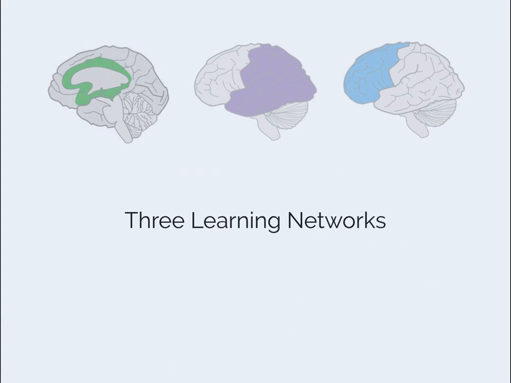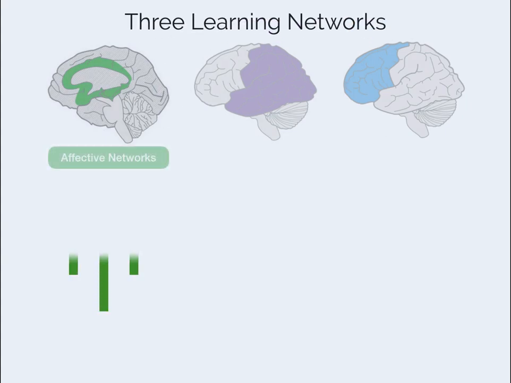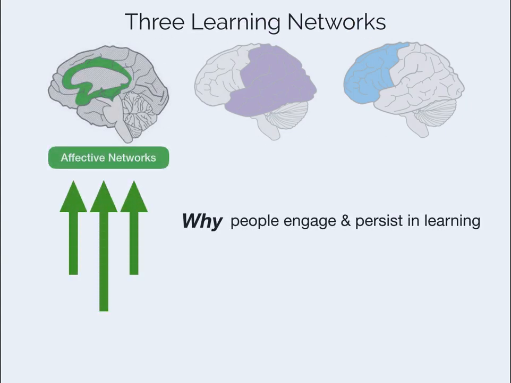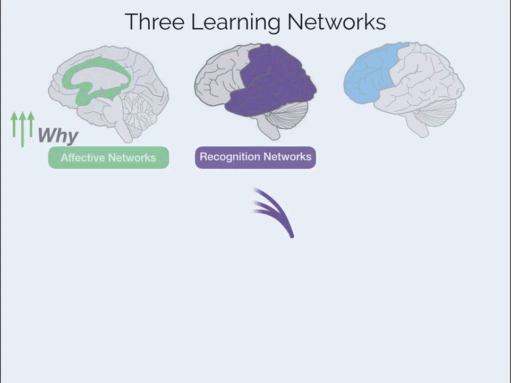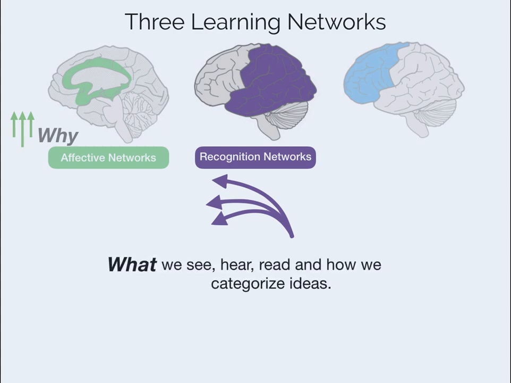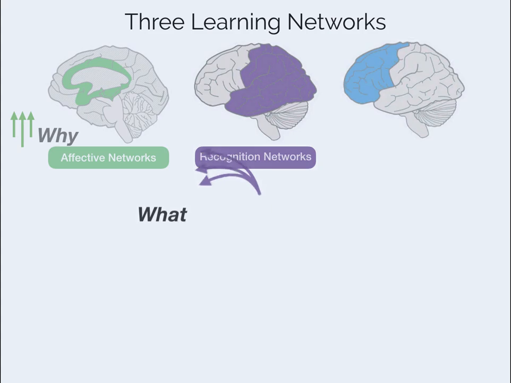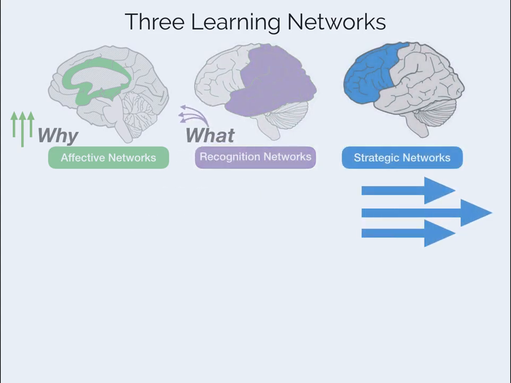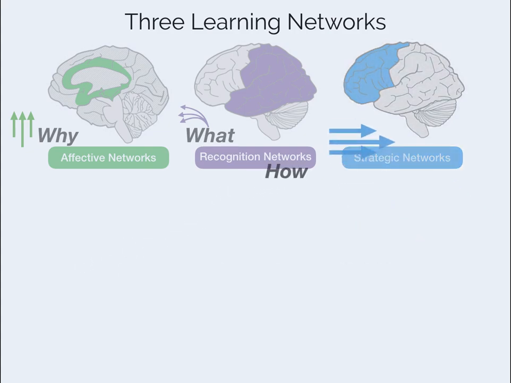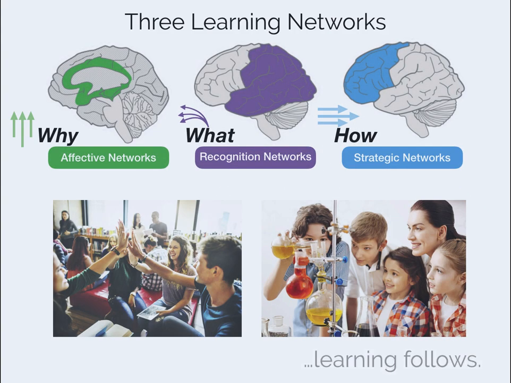There are three learning networks that serve as the foundation of the Universal Design for Learning principles. They are A. Affective networks, why people engage and persist in learning new ideas. B. Recognition networks, what we see, hear, and read, and how we categorize these ideas. And C. Strategic networks, how learners organize and express ideas. When these networks are effectively activated, learning follows.